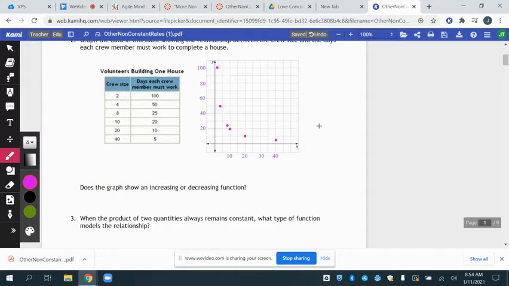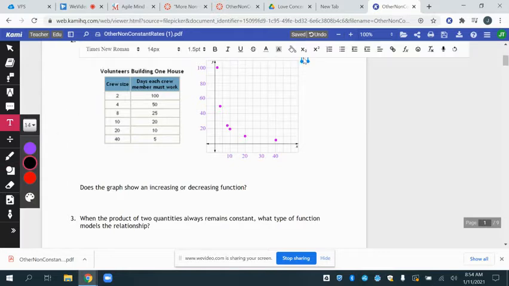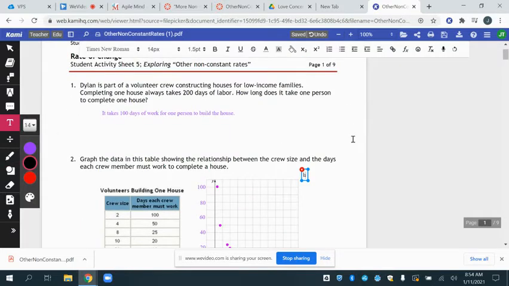Cool, huh? This is called a hyperbolic curve. Hyperbolic. Or a hyperbola. That shape of curve is called a hyperbola. This is also from, we're going to talk about this in a moment, from inverse variation.